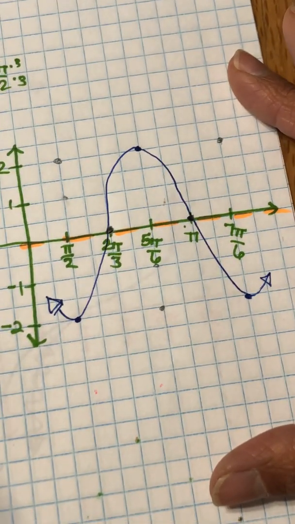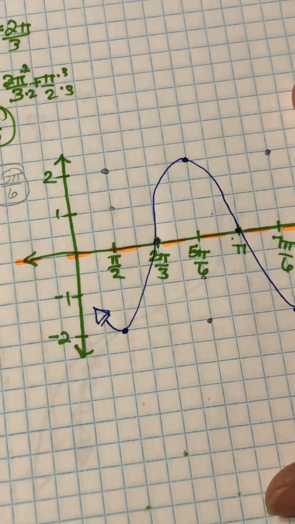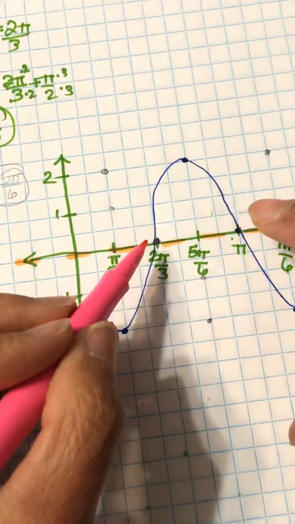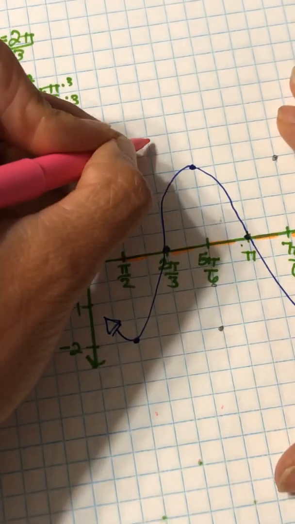Okay. And remember the vertical asymptotes that we have to graph. They're at the points always that are on the midline.